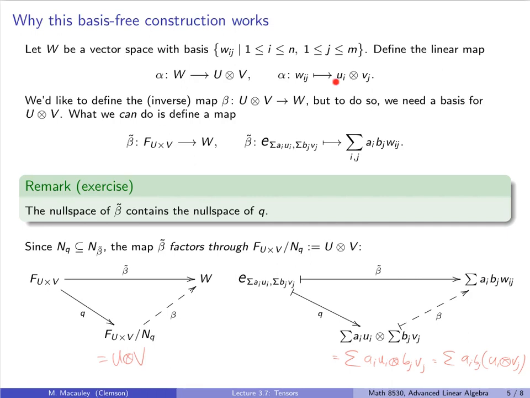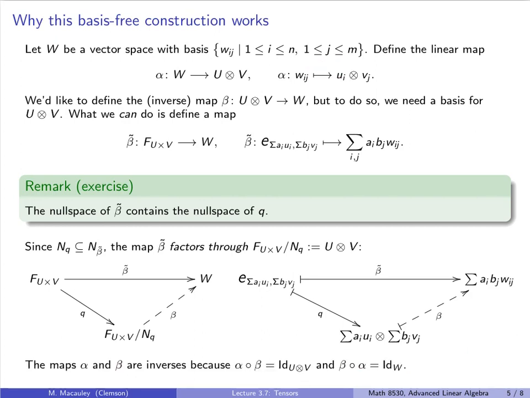And that was the issue that we had up here, is we didn't know that we could define such a map like this. And well, it's not necessarily clear that this is the inverse map up here, but it's not hard to check that. I will leave it as a homework exercise to verify that the maps alpha and beta are indeed inverses, because alpha of beta, so going back up here, if this is alpha and beta is going back here, then alpha of beta means do beta first, then alpha, is the identity map on U tensor V. And beta of alpha means start here, do alpha, then do beta, and that's the identity map on W.